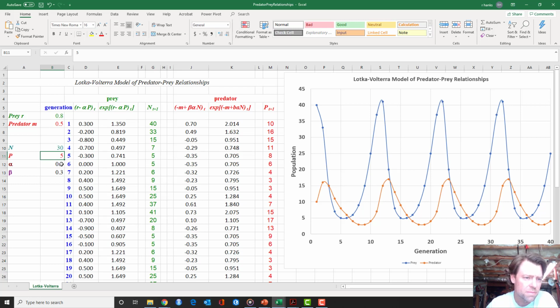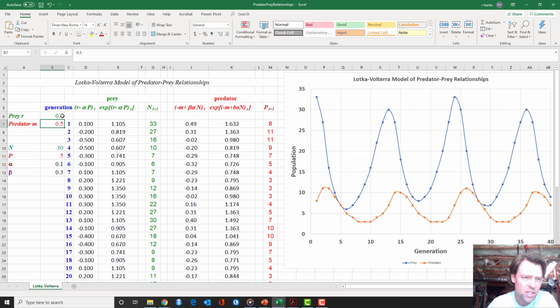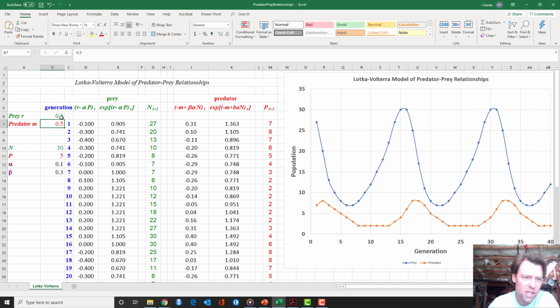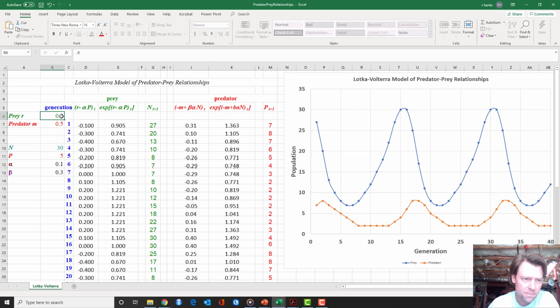All right, so now let's set this back to our normal values, our starting values, 30 and 5. Let's change the population growth rate from 0.8 to 0.6, and let's see what happens. You can see some change there. Let's reduce it even further to 0.4. Again, some changes. And then the predator mortality, let's put this back at 0.8.